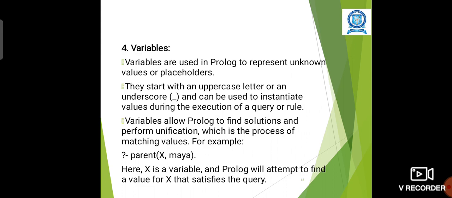Variables. Variables are used in Prolog to represent unknown values or placeholders. They start with an uppercase letter or an underscore and can be used to instantiate values during the execution of a query or a rule. Variables allow Prolog to find solutions and perform unification, which is the process of matching values. For example, parent(X, Maya). Here X is the variable and Prolog will attempt to find a value of X that satisfies the query.